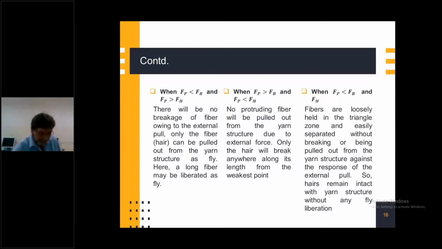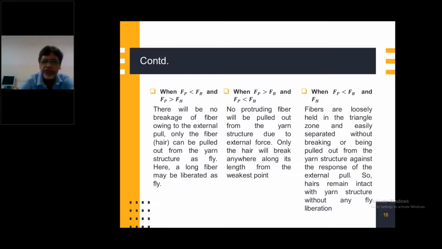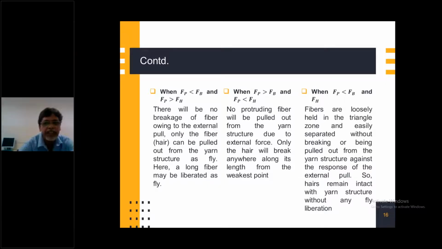So the first condition, we know that the hair will remain on the yarn structure. The second condition is that the fiber will break and generate a very small fly length. And the third condition is that a fiber comes out from the yarn structure as a fly of longer length. So these are the three possibilities for fly generation from your machine.